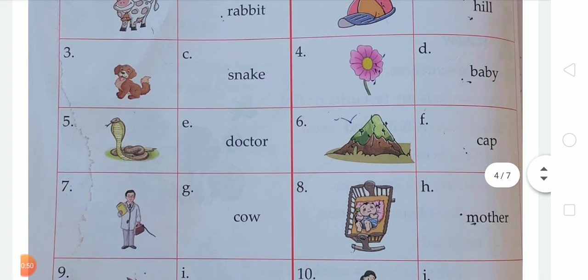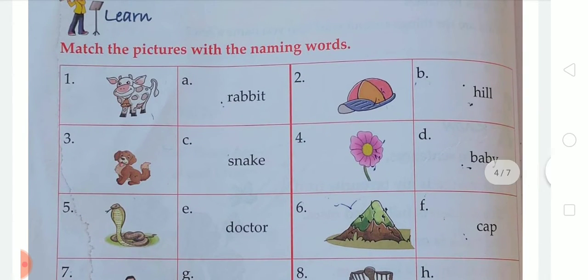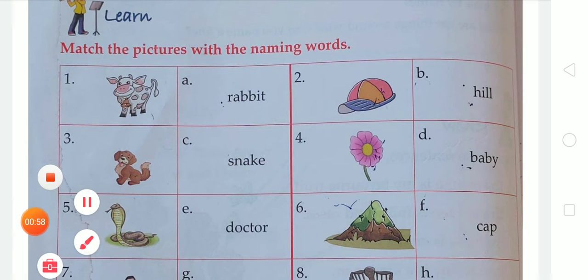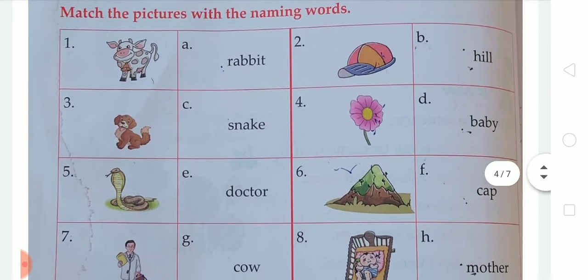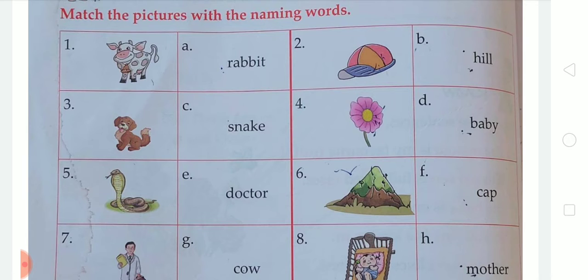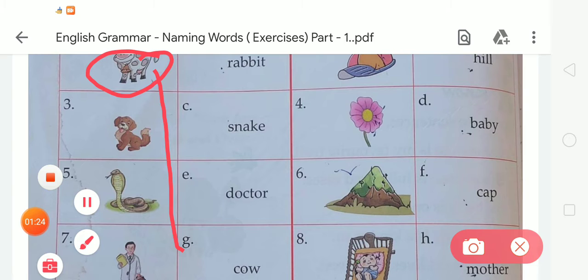So students, you all take out your grammar book and open page number 2. On page number 2 there is an exercise. Match the picture with the naming words. So students, what will we do in this exercise? We have to match each picture with its name, with its naming word. Firstly, in number 1 there is a cow. We all know that it is a cow, so we have to match this given picture with its name. There is a cow in option G, so we have to match it with G.